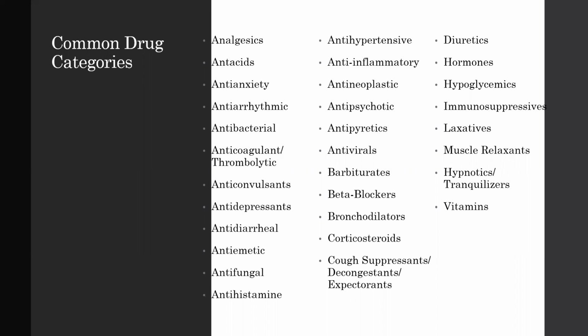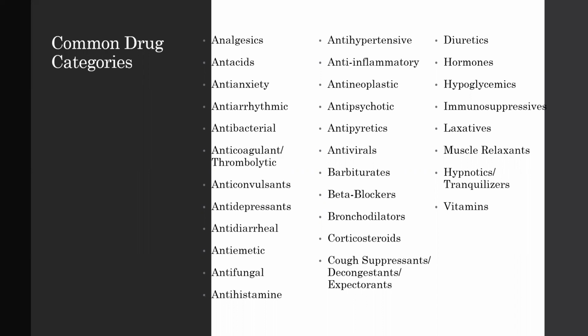Antivirals fight viruses. Barbiturates can be used for pain. Beta blockers help to reduce heart rate. Bronchodilators open up the bronchioles so that you can breathe better. Corticosteroids are steroids that are used to reduce inflammation, and they can also be used sometimes for impacting blood sugars. Cough suppressants are used to suppress coughing. Decongestants relieve congestion, and expectorants help to bring up any congestion that you may have. Diuretics are used to diurese the body.